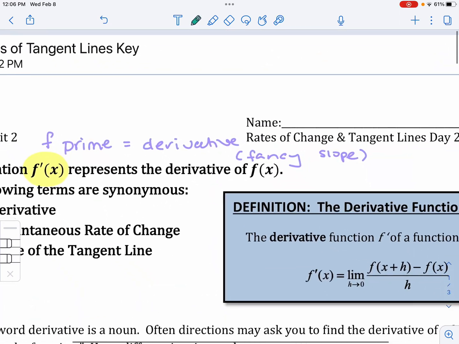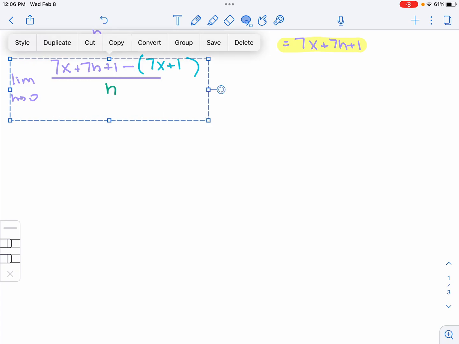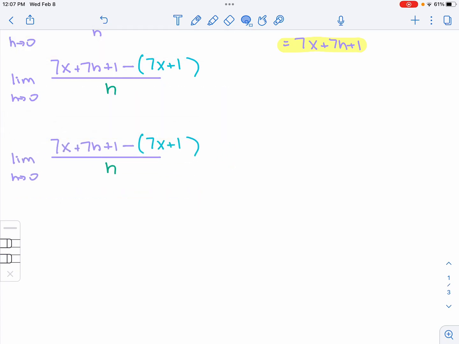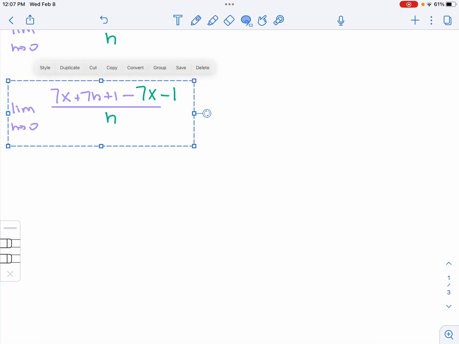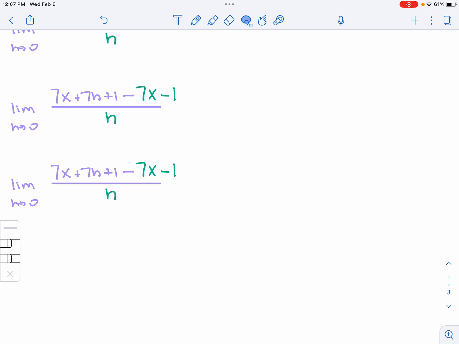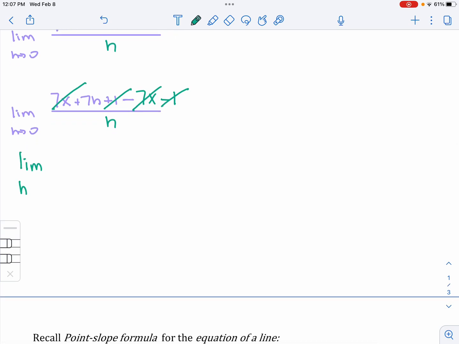And now it's just a matter of simplifying things. So I'll just duplicate this, and I'm going to distribute that minus sign. So minus sign to here, and a minus sign to here would give me that. And then if you notice, a bunch of stuff is going to cancel out. The 7x's will cancel out, the 1's will cancel out, and now you're just left with the limit as h approaches 0 of 7h over h.